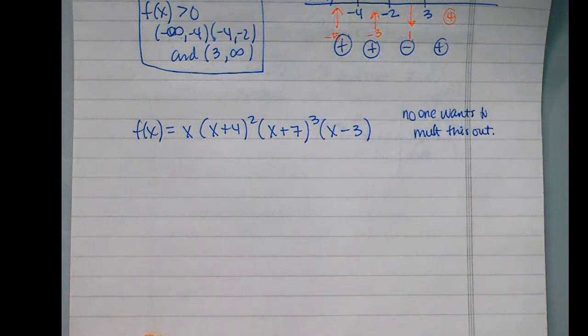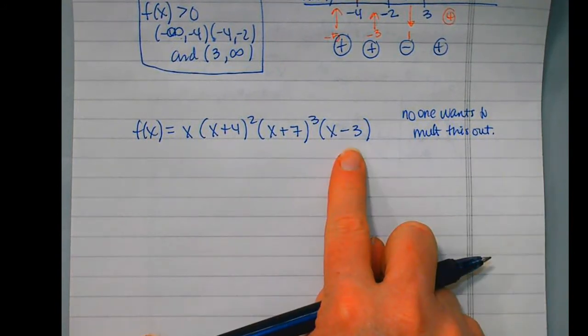Not me, not you, no one. Okay? Because this is cubed, this is huge. This would be a really long polynomial. So instead, we're thankful that we know some rules. We can count up how many x's there are and figure out the end behavior. And now that we know about multiplicity, we can give it a good sketch.